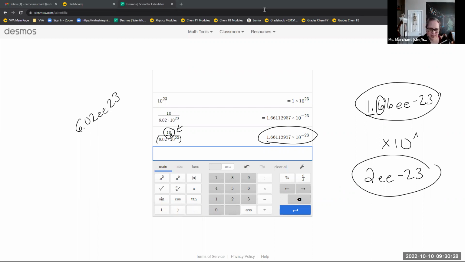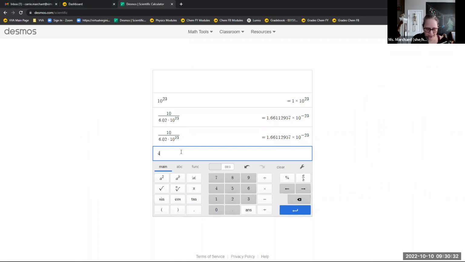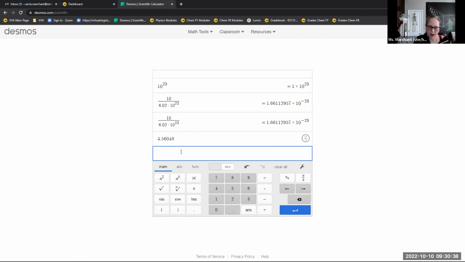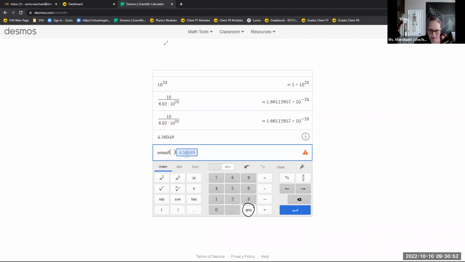What's cool about Desmos is, yes, you can also use it for your rounding in many cases, not in all cases. So if I have a number like this one, I can round that number. What do I type in? Round, parenthesis, and then this little ANS button. You can type in ANS or you can just click ANS, and look what it did. It brought in my number from the time before.